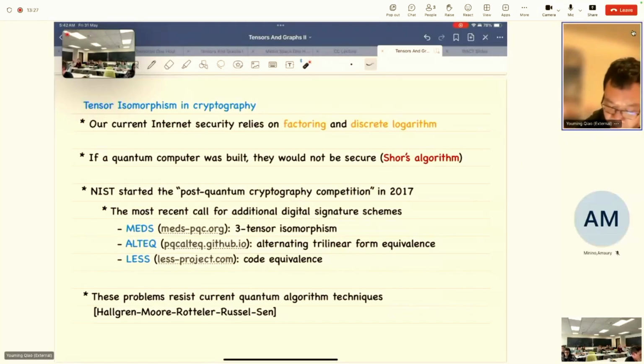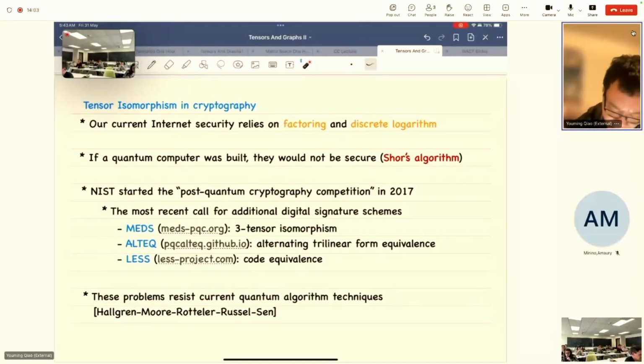We based it on the so-called alternating trilinear form equivalence. You will see that this problem is actually polynomial time equivalent to tensor isomorphism. Because they are equivalent, you can imagine that if you have some ideas on this side, you may transfer them to that side, and similarly in the reverse direction too. So that's ALTEQ. And finally, there is the so-called LESS. It's based on the so-called linear code equivalence under monomial groups.